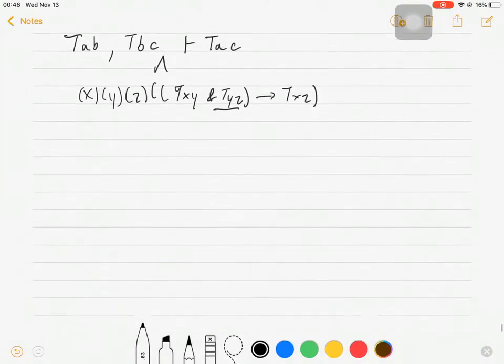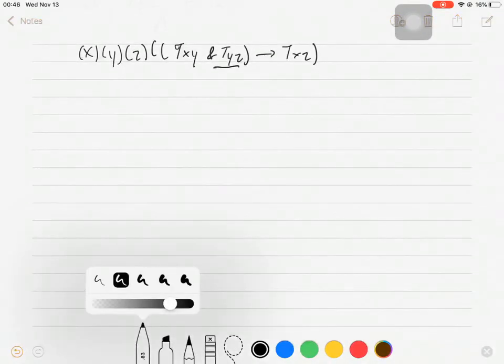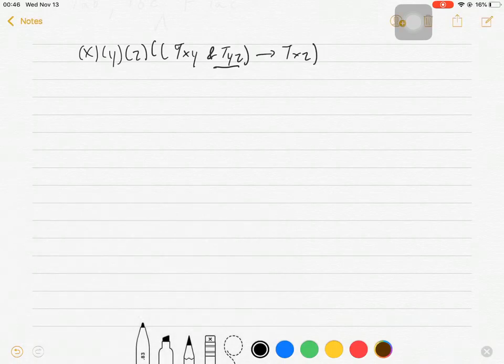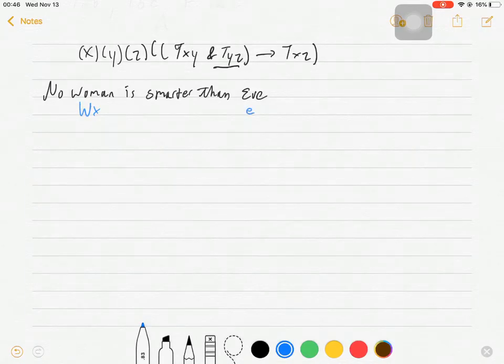So let's go through a few quick examples. These are going to be things that you will just need to practice. No woman is smarter than Eve. So we know that we're going to have category of woman. We have a single person, Eve, and we have a smarter than relation. X is smarter than Y. We also have a no.